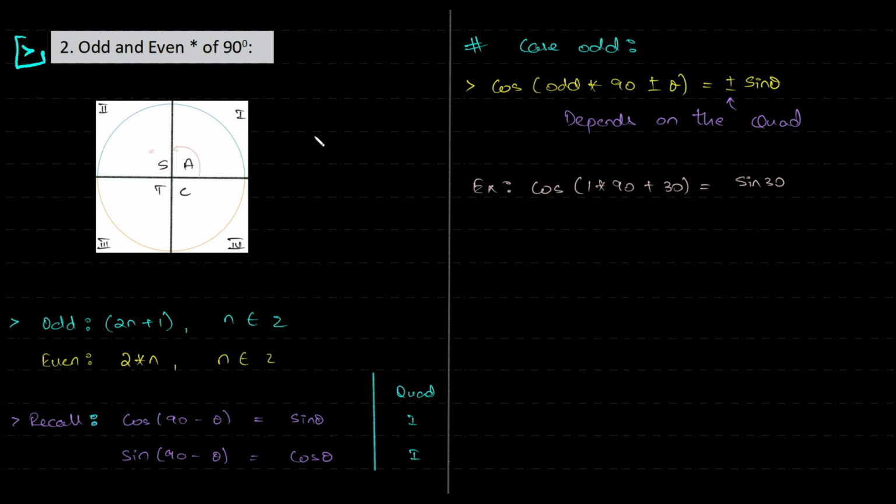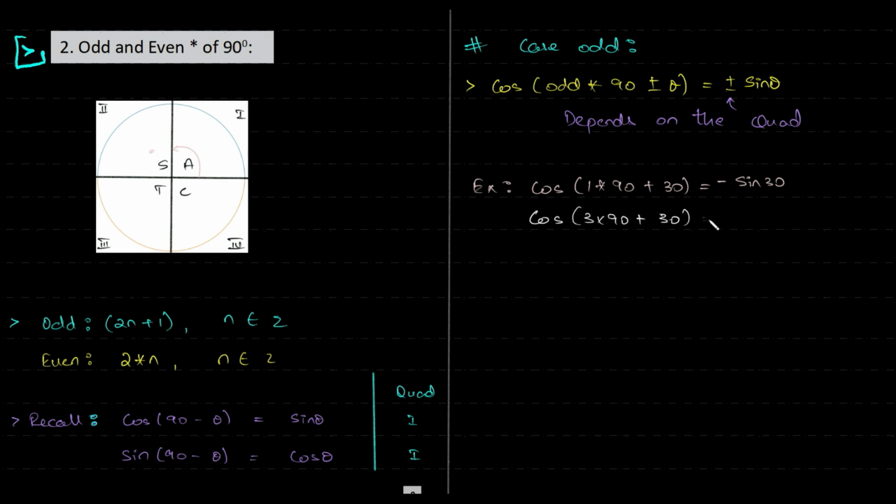In the second quadrant, cos value is negative. So cos of 1 into 90 plus 30 is minus sine 30. Agree? While cos of 3 into 90 plus 30, first thing, how to do this?